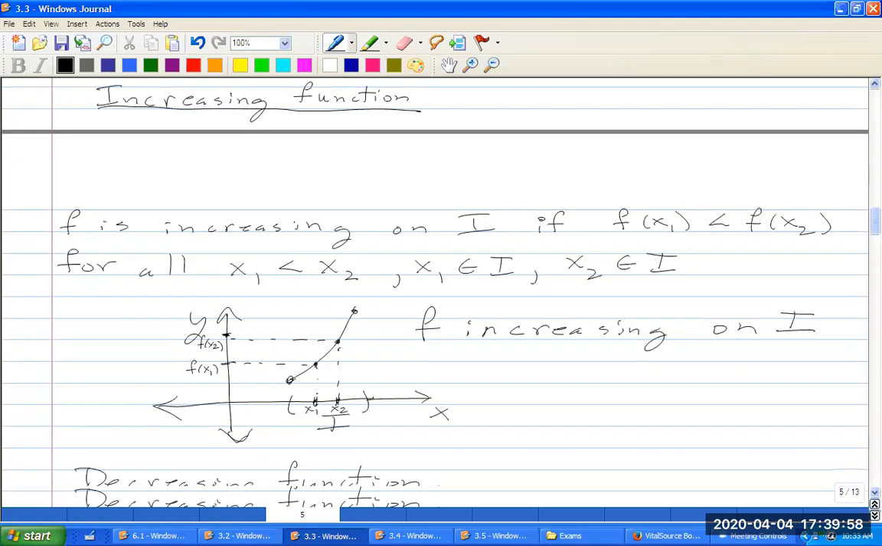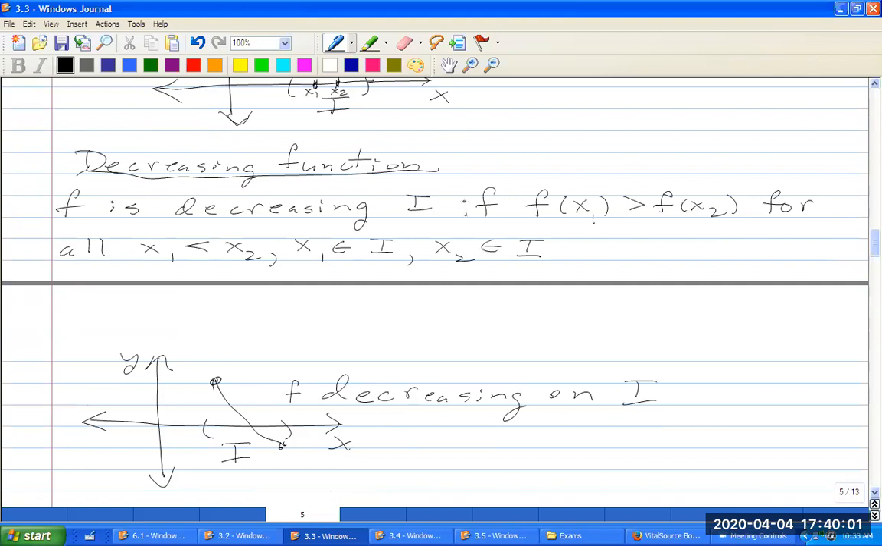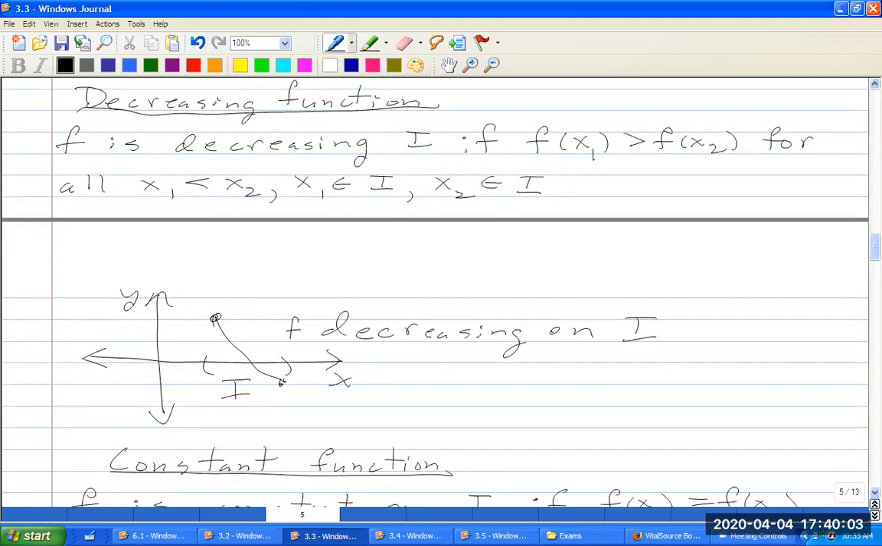Whereas a decreasing function, f is decreasing on the open interval I if, and now let's say we'll do x1. So this is f of x1. And let's say this is x2. So this is f of x2.